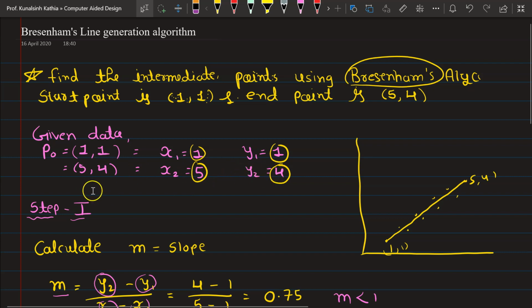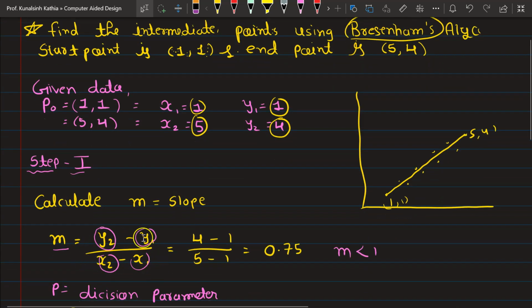After this, my step 1 will be to calculate the slope, and you generally know that the slope calculation is y2 minus y1 by x2 minus x1. I am replacing those values here. I am getting 0.75. m is less than 1. Generally it is not required for the calculation of Bresenham's algorithm, but just for confirmation I will request you to do this. Next is calculating the decision parameter.